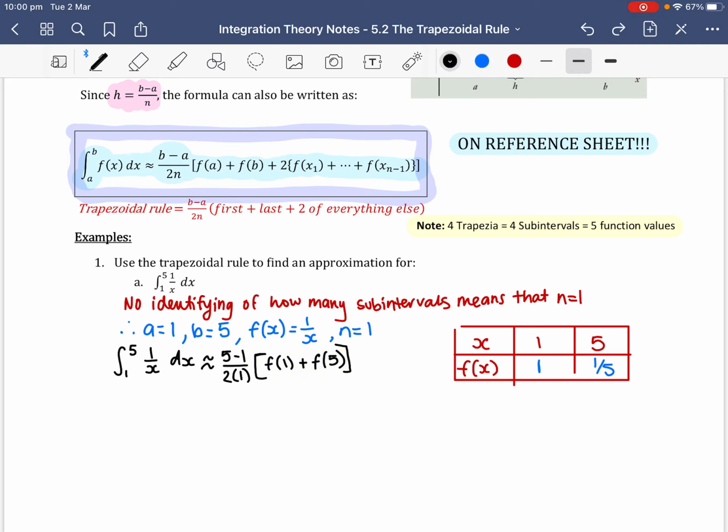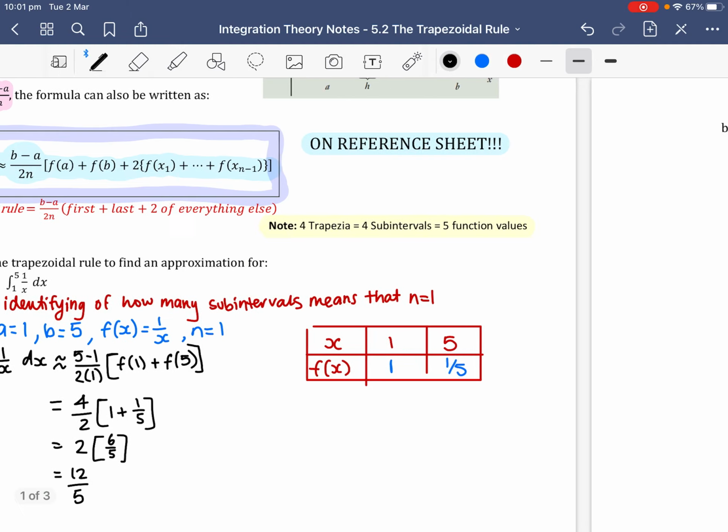So we'll have this equals 5 minus 1 is 4 over 2, lots of f of 1 is 1 plus f of 5 we know is 1 over 5. So 4 divided by 2 is 2, and 1 plus a fifth is 6 fifths. So 2 times 6 fifths is 12 over 5. And so that's our approximation of our area using our trapezoidal rule.